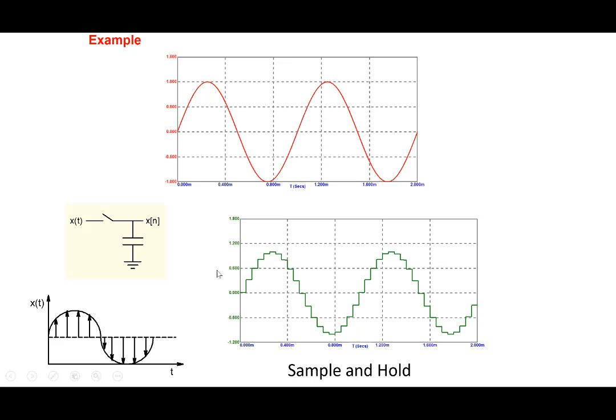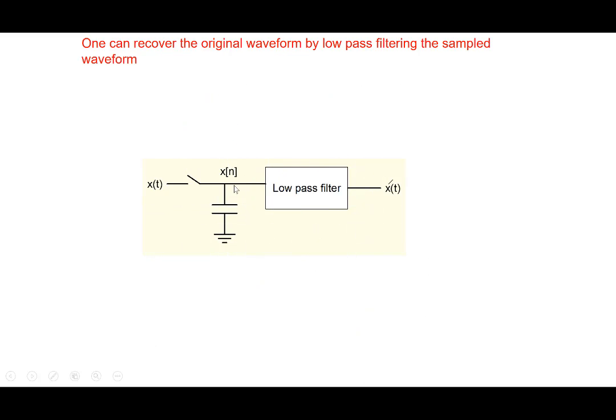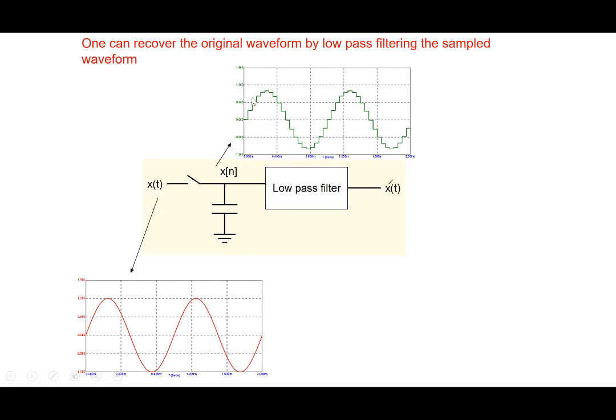All right, so now if you're wondering, once you have sampled a signal like this, can I recover back the original sinusoid? And the answer is yes. If I take my sampled signal and pass it through a low pass filter. This is my original signal here, and this is my sampled signal here. So passing it through an RC circuit like this, basically a switch and a capacitor circuit.